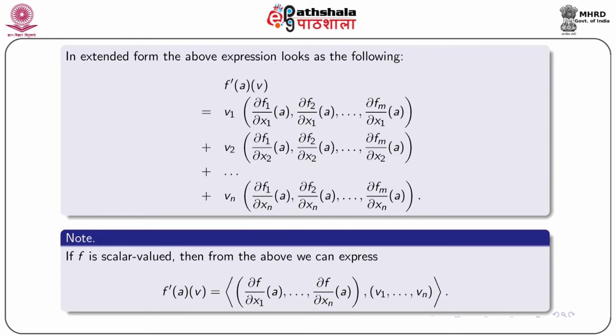From this we have, if f was a scalar valued mapping, then the value of m would be 1, and we can find f'(a; v) equal to the inner product of the vectors (∂f/∂x1 at a, up to ∂f/∂xn at a) with (v1, up to vn).